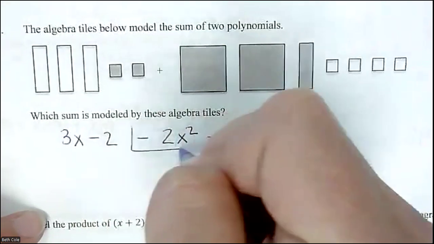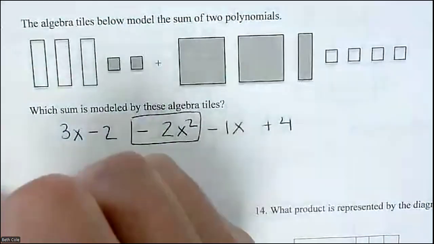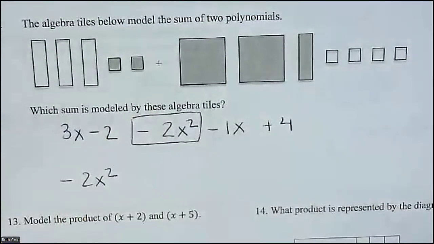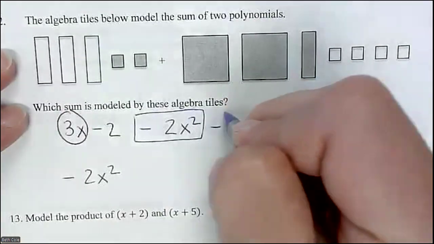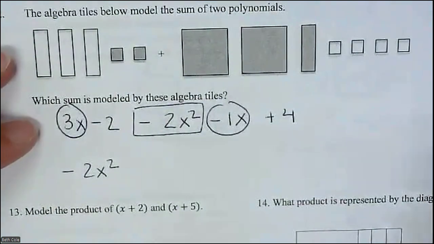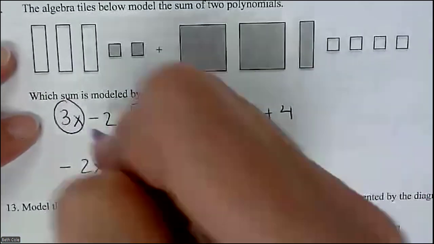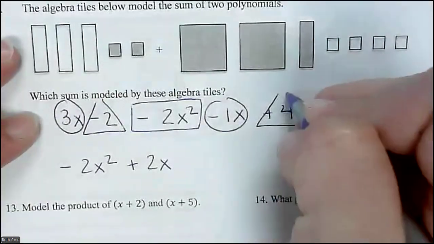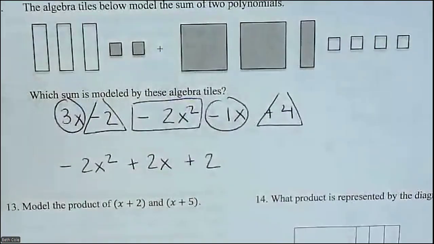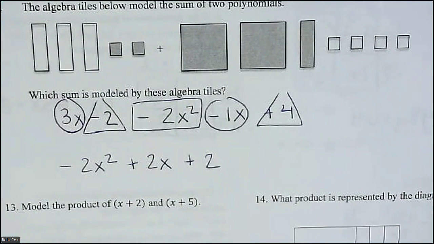Does anything go with the minus 2x squared? No, that just stays. You're going to put the x's together. So 3 minus 1 is 2. Good job. Plus 2x. And then -2 plus 4 is plus 2. Oh, they all came out to 2. That's kind of weird. Yeah. Yep.